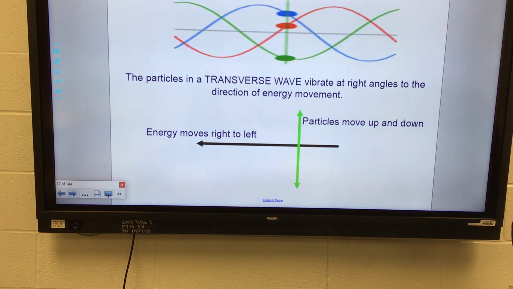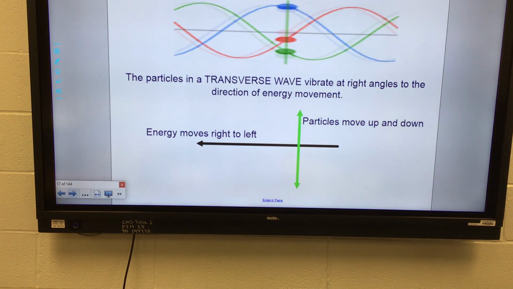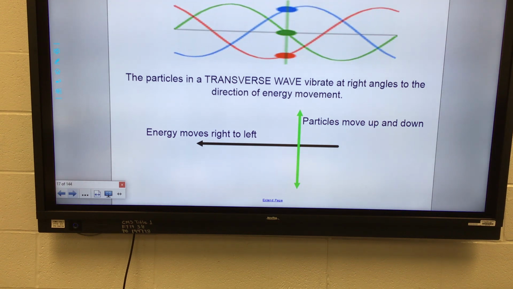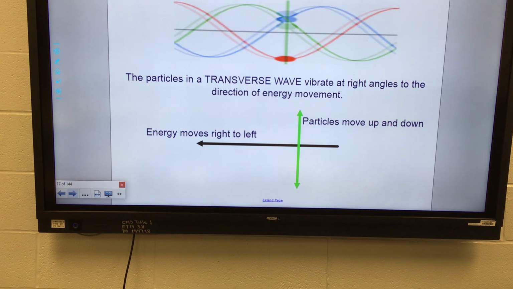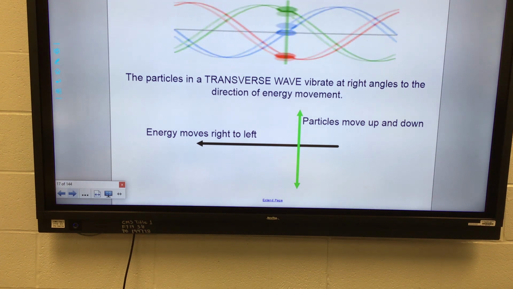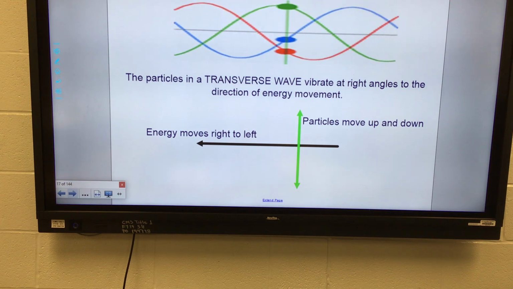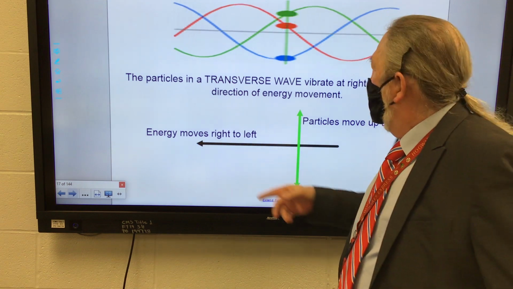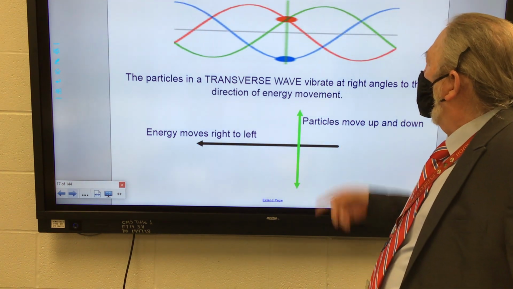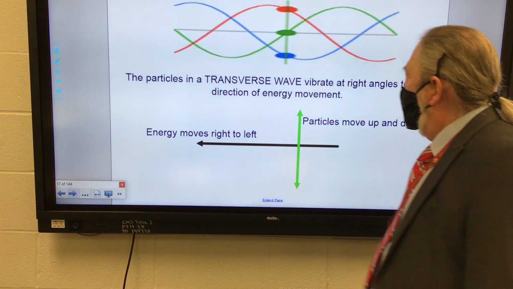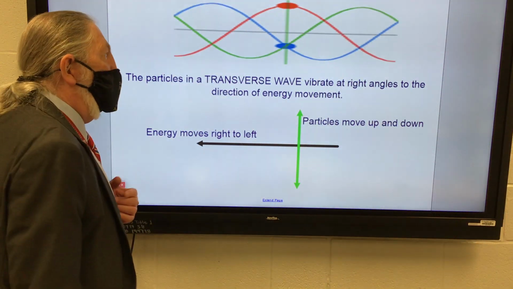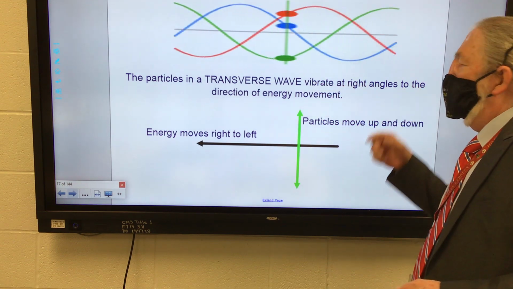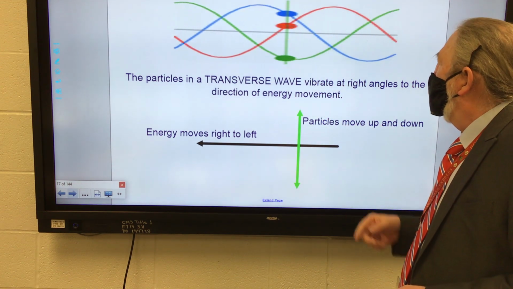This is what's called a transverse wave, and particles in a transverse wave vibrate at right angles to the direction of the energy movement, okay? So the energy moves from right to left, and the particles move up and down. Got the idea? Remember this: what's a transverse wave? Particles vibrate at right angles to the direction of the energy movement.